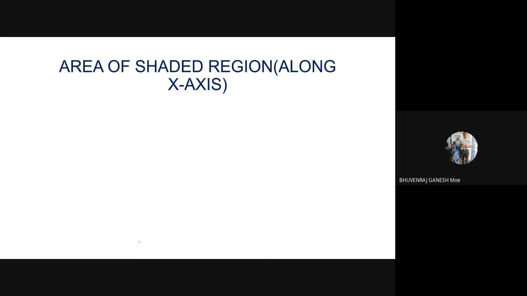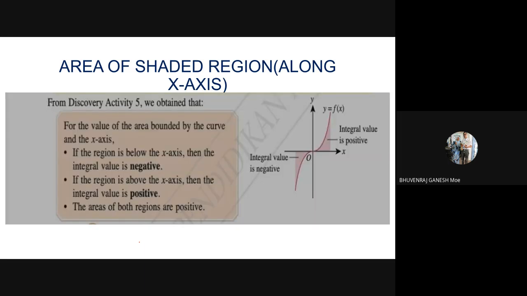Now we come to area. Kita pergi kepada luas kawasan berlorek. Macam mana nak tahu luas tu? Okay, so we see this guys. Yang ni penting juga, a bit important. So now we see area of bounded curve by x-axis. Okay. So if the region below, kalau kawasan berlorek tu di bawah paksi x, if the shaded region is below x-axis, nilai yang kamu dapat, kamu akan sepatutnya dapat nilai negatif.